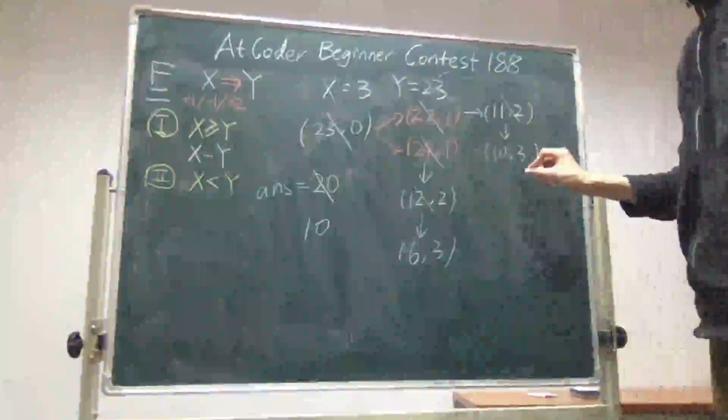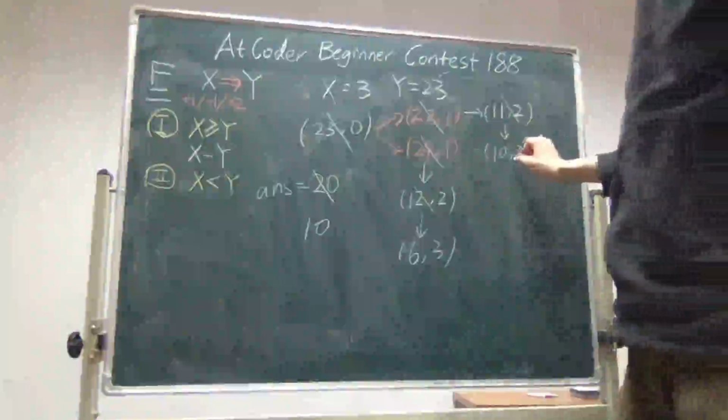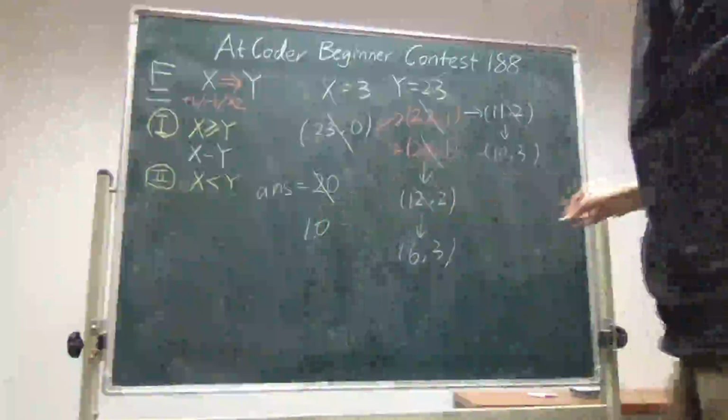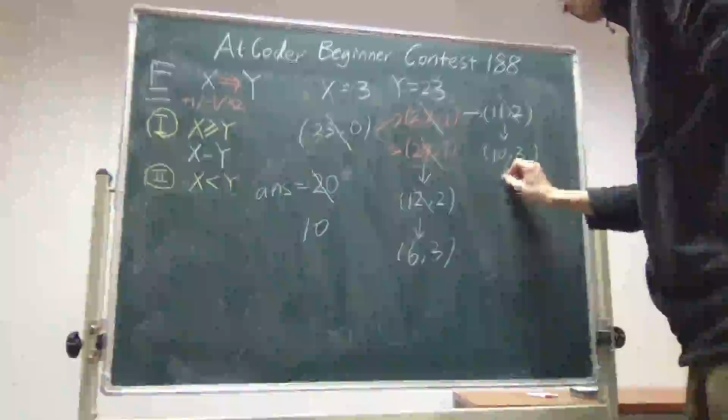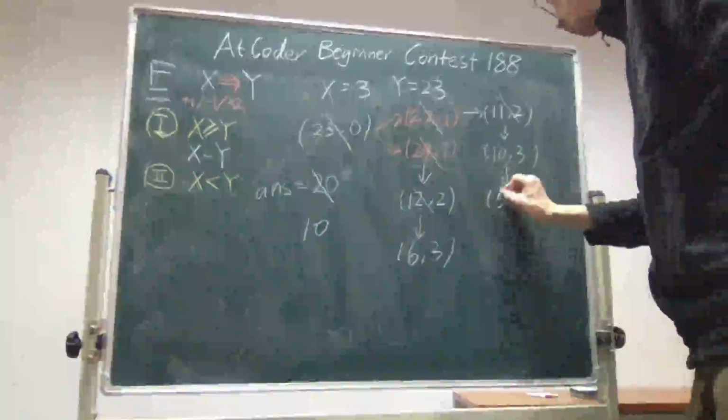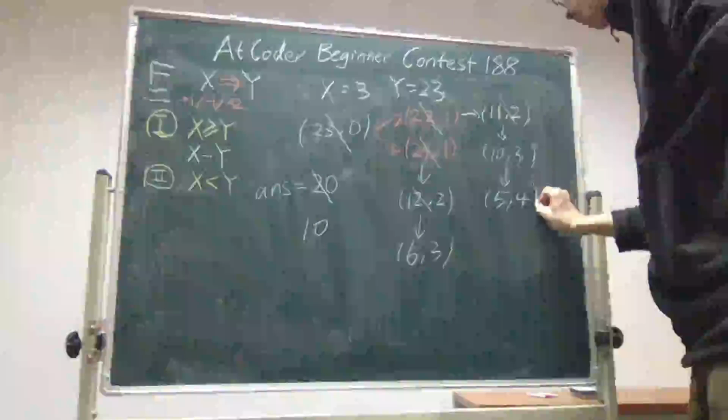Now we are here, 10, 3. Can we update the answer? No, we can't. 10 is even, so we will just divide it by 2. We'll go to 5, 4.